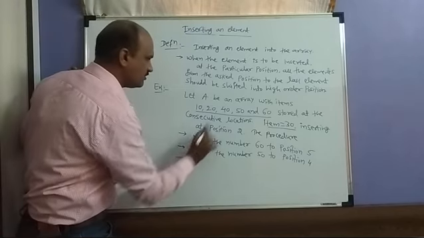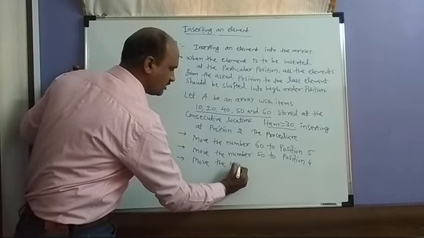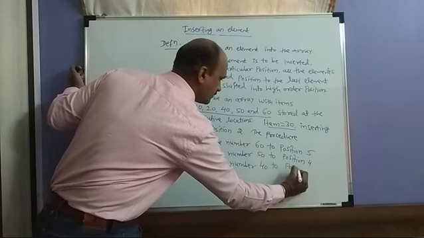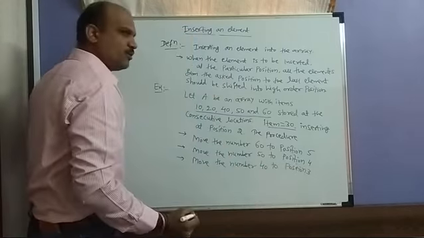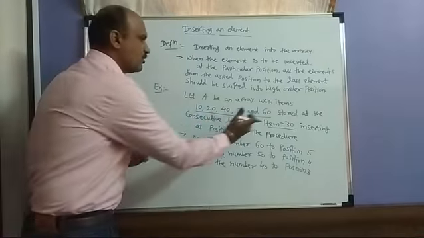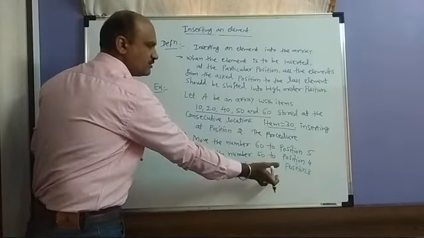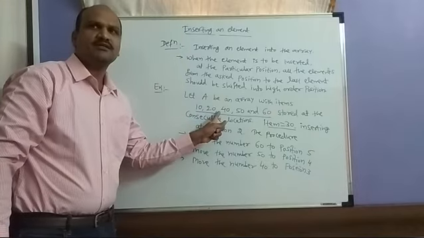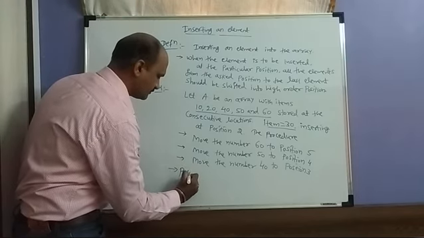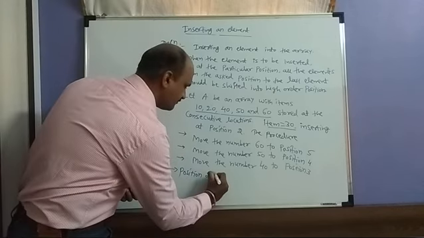Then again there is a 40. Move the number 40 to the position 3. Now 60 has gone to the 5th position, 50 has gone to the 4th position, and 40 has gone to the 3rd position. So position 2 is empty now. Position 2 is blank.